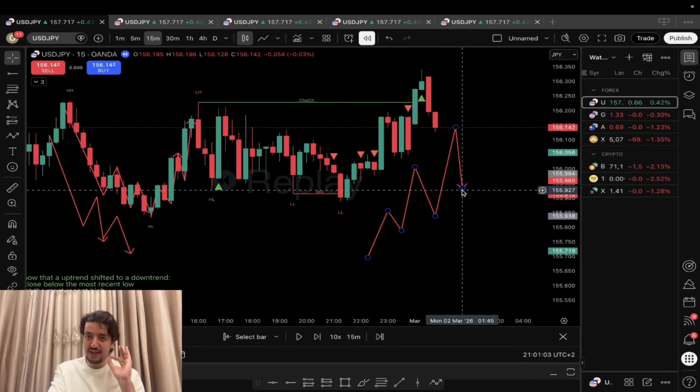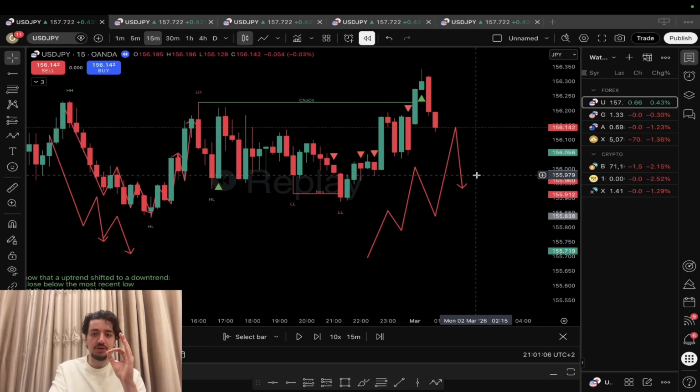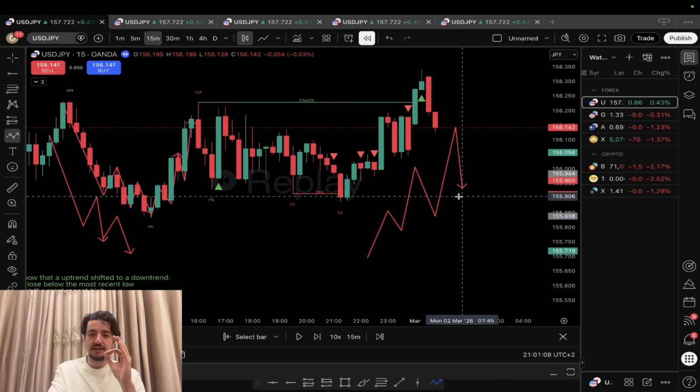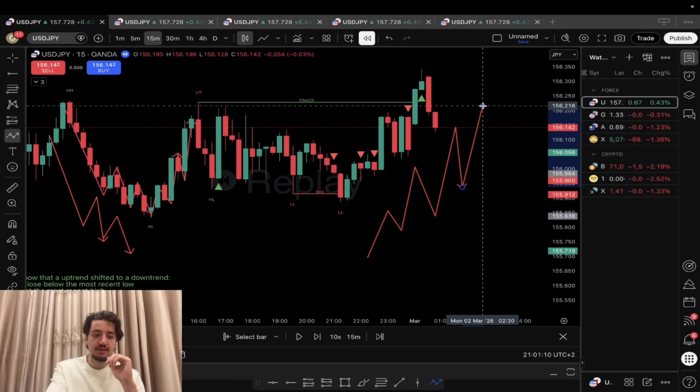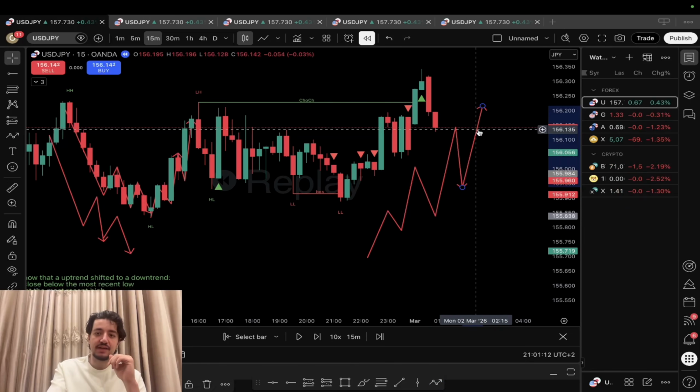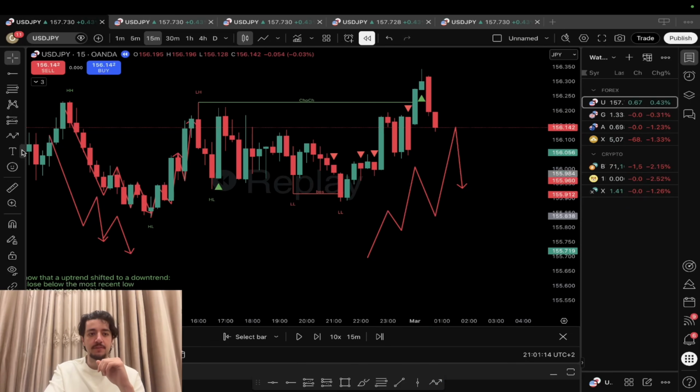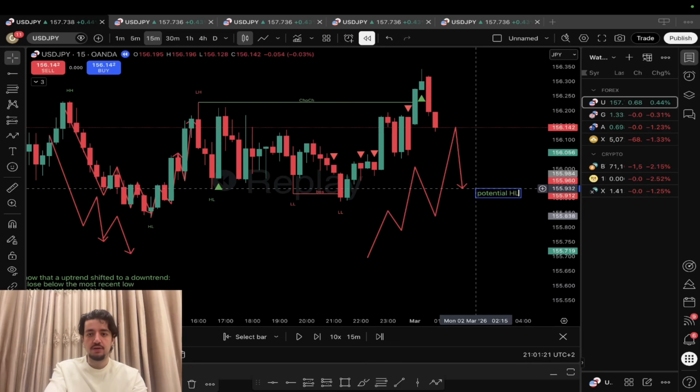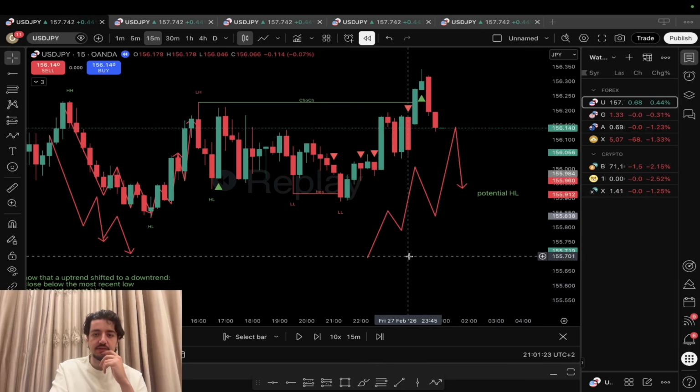You remember about the potential higher low. It's still not a higher low. Why? Because we still didn't break the highs. You get what I mean? So that's why this is called a potential. This is a potential higher low. Okay? Now let's see.